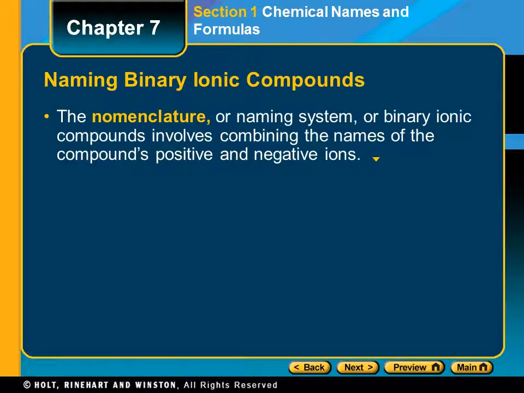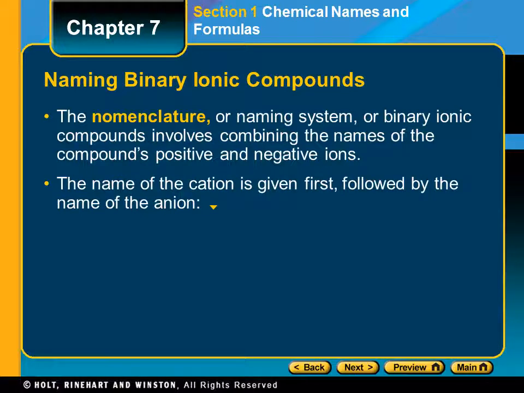Now, naming binary ionic compounds. How do we come up with the names, or what we call the nomenclature, the naming system? Naming binary ionic compounds involves combining the names of the compound's positive and negative ions. So you give the name of the cation first, followed by the name of the anion. So, Al2O3, we just did. Well, the name of the cation is just the name of the element, aluminum, and then for the name of the anion you add the -ide, and so this would become aluminum oxide.